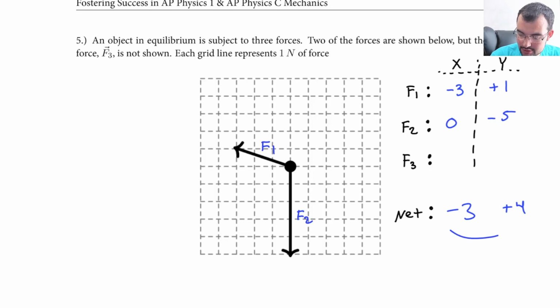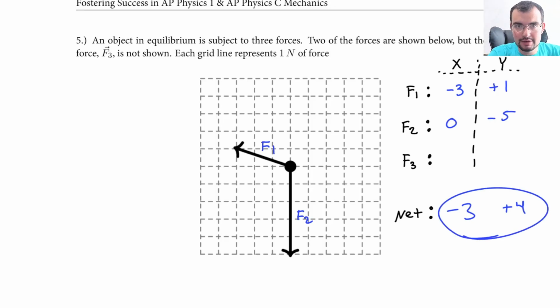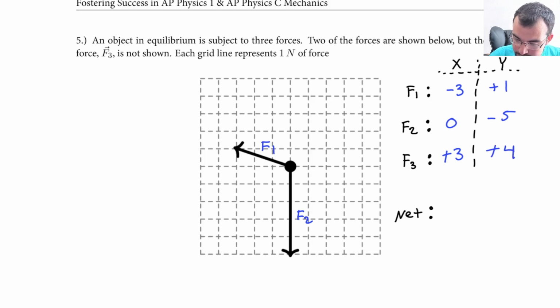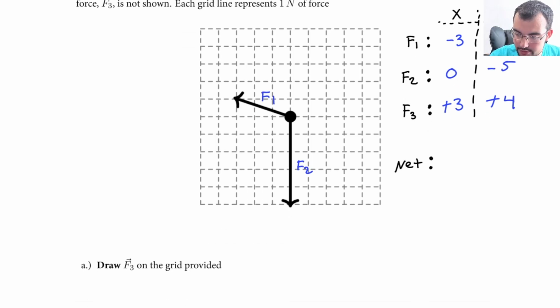Well, of course, we just need to reverse this, because if I'm currently -3 units too big in the x and +4 units too big in the, or -4, sorry, in the y, we just need to reverse this. So F3 must be +3 and +4. 3 and 4. Really need to get a new triangle. And we see the net force here would be 0 in each case. So that is our mystery force. So our mystery force must be 3 units right, 4 units up.